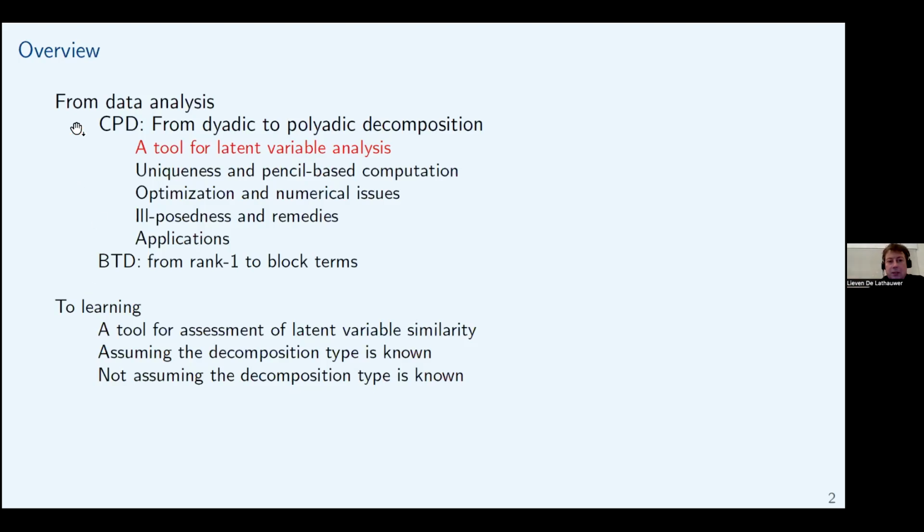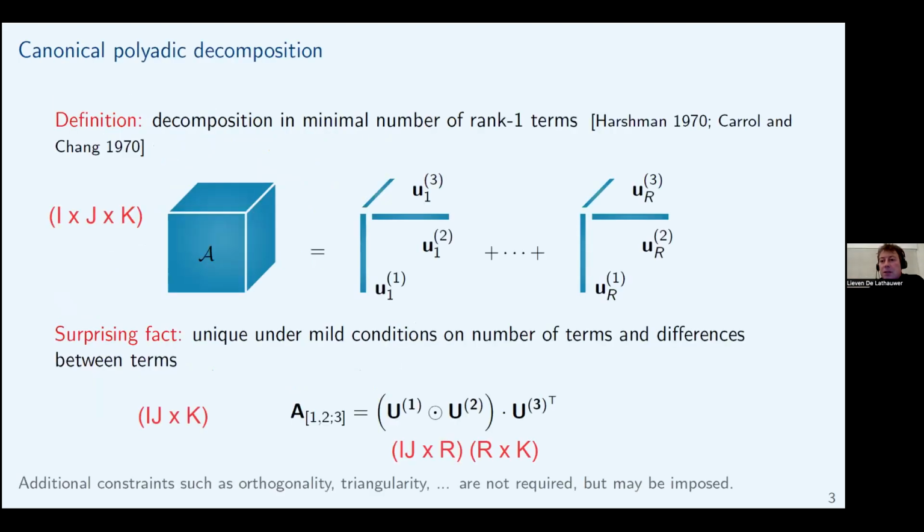So let's start with the first part, data analysis, and with the first decomposition, the canonical polyadic decomposition. If you don't know what that is, it's really simple. A tensor decomposition in rank 1 terms. And if it's the minimal number of rank 1 terms, then this decomposition is called the canonical polyadic decomposition. It's like the straightforward extension of decomposing a matrix in a minimal number of rank 1 terms, so a rank decomposition.